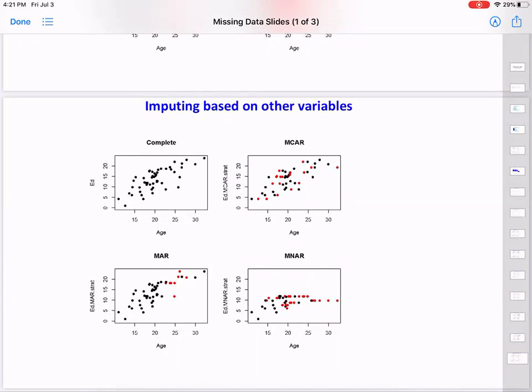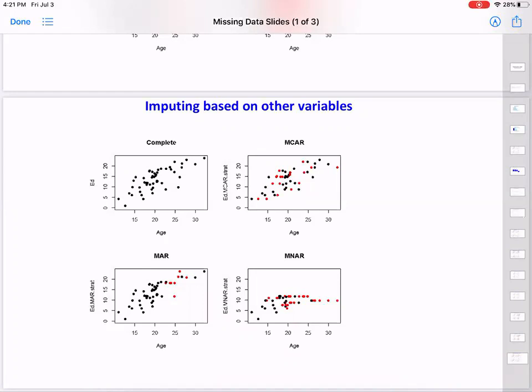I'm not claiming that the values I imputed are identical to the ones from the complete data, but I have maintained the mean of education, the variance of education, and also the relationship between education and age. If you look at the bottom left at the missing at random, hey, same thing. Now, finally, I have maintained the mean of education, the variance of education, and the relationship between age and education.